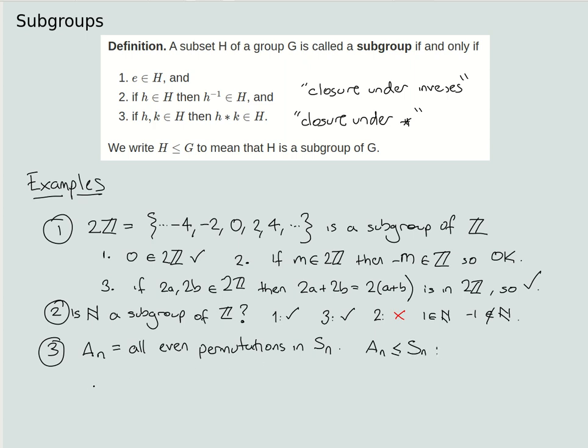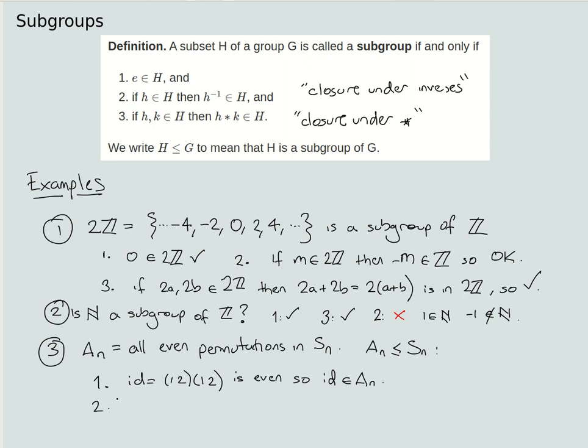Let's check the conditions. So first of all, condition 1, we have to show the identity is even. To show it's even, you have to express it as an even number of transpositions. So you could write the identity, for example, as (1 2) times (1 2). That is even. So the identity element of Sn is in An.